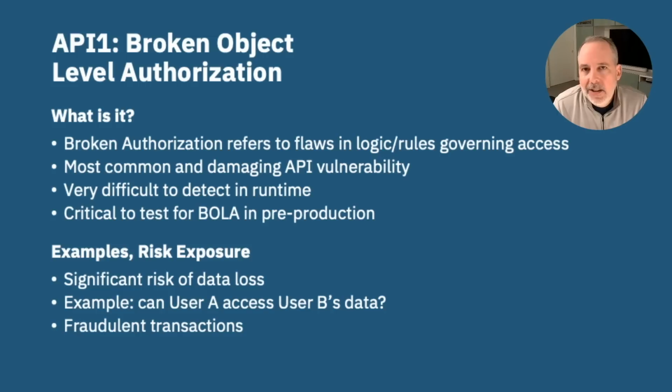And the classic example of BOLA is, can user A access user B's data? Or can a user perform an action on an unauthorized object, right? These are authorization flaws, and they're quite difficult to detect in runtime. It can cause very significant risk of data loss, as you will see. It can cause fraudulent transactions, as you will see here as well. So let's share an example or two here.